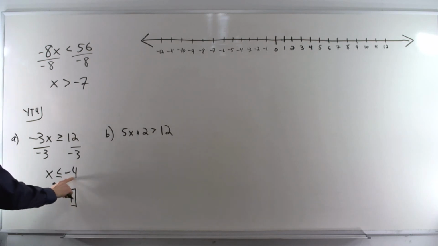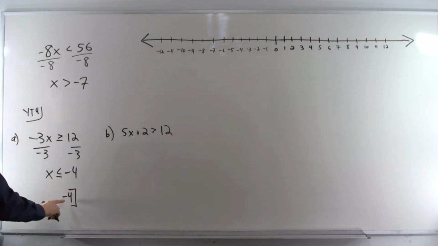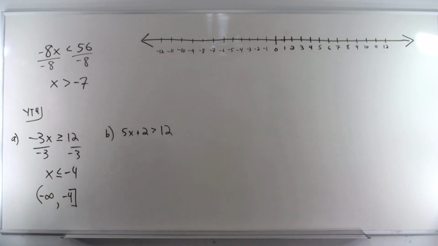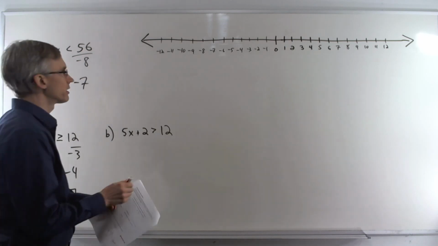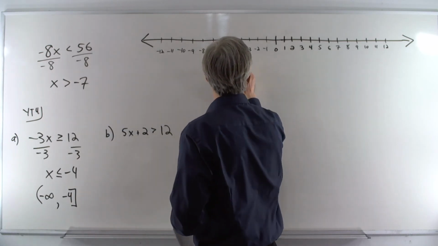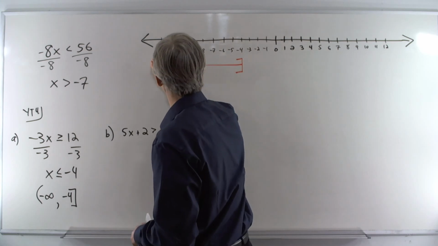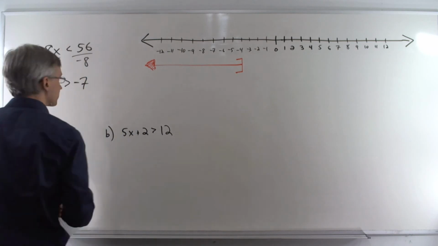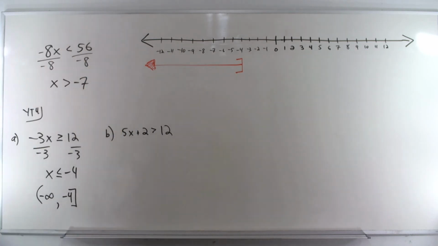So negative 4 is the largest number, and it's less than or equal to, so we're going to use a square bracket on that side. And the solution set goes all the way out to negative infinity. So we got negative infinity to negative 4. And graphing that one, using the same symbol here, bracket, all the way to the left, and it's infinite, so shade in the arrow.